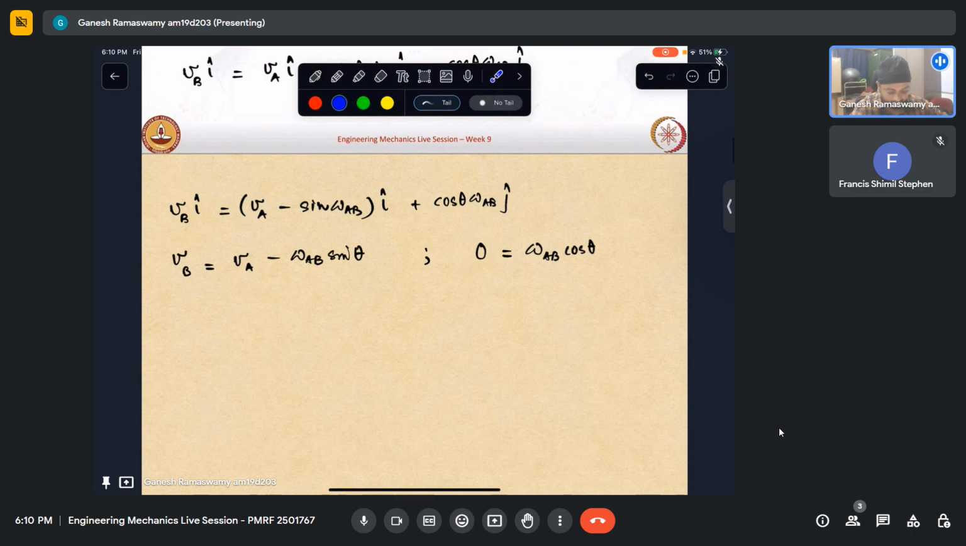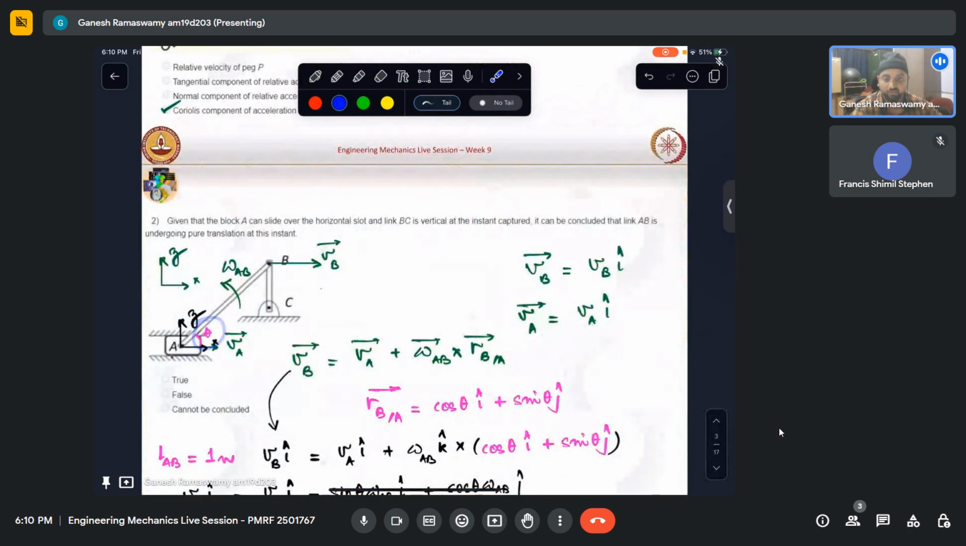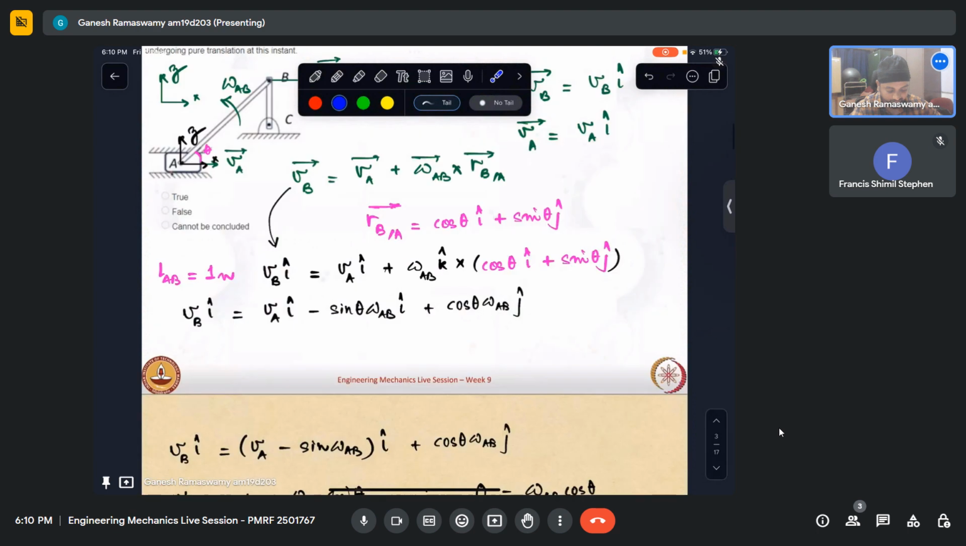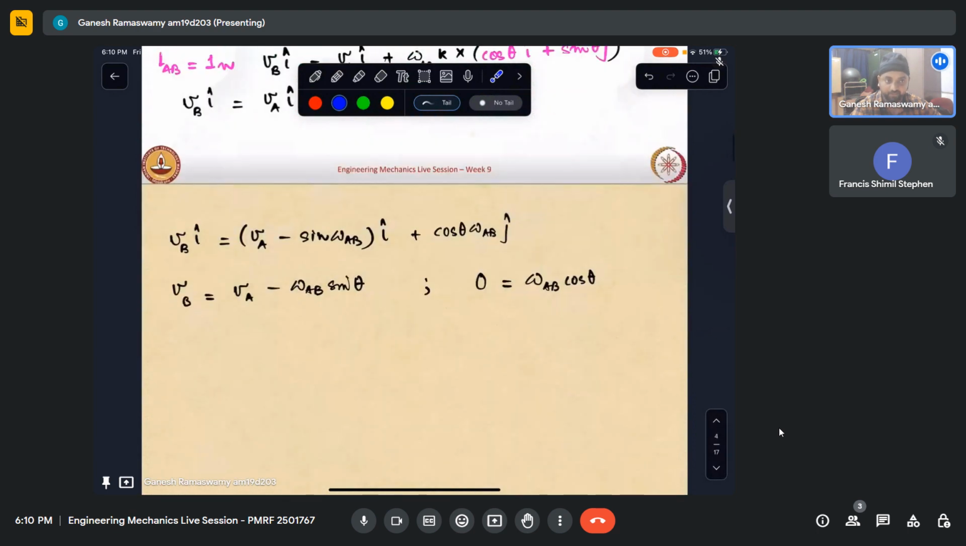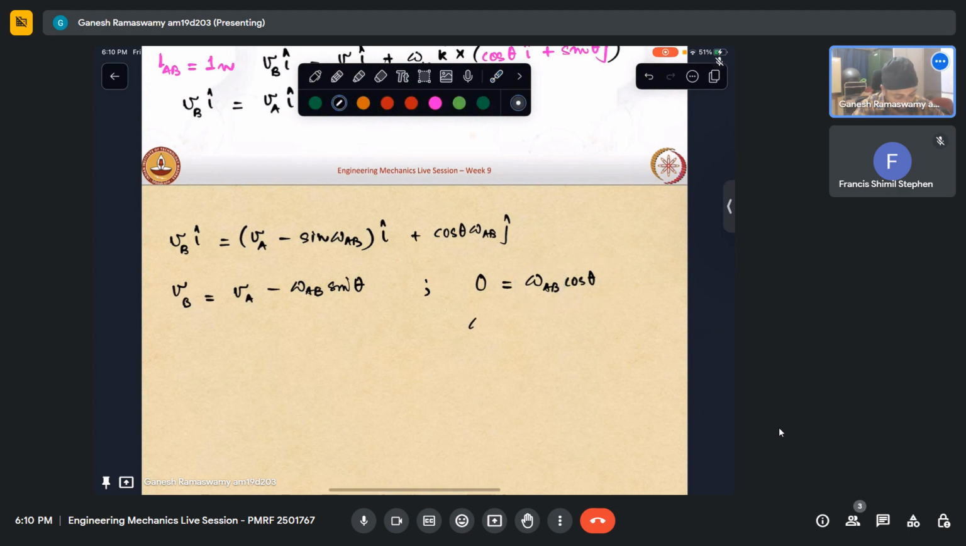For this configuration, we can clearly see that theta is non-zero, and it is lying in the positive quadrant. It is not 90 degrees, so cos theta cannot be 0. This in fact implies that omega AB is actually 0. Omega AB therefore is 0, and substituting this here, we get VB is nothing but VA.